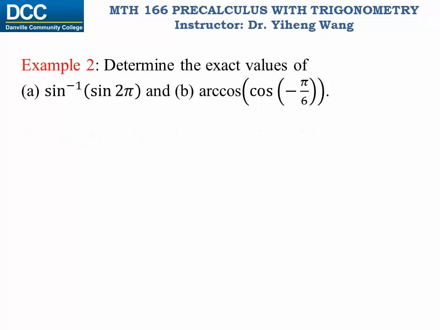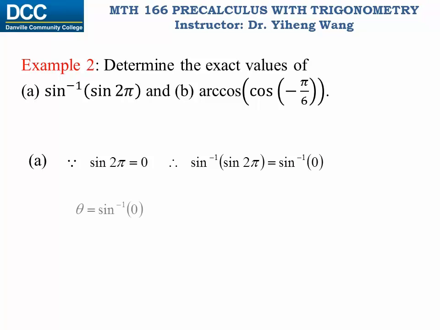So, let's look at part A. Since sine 2 pi equals 0, for this part we are simply asked to find the inverse sine of 0. Therefore, this becomes similar to the previous example. We're looking for an angle that equals inverse sine 0, and based on this, we know that not only is sine theta 0, but also theta is between negative half a pi and positive half a pi. Therefore, the only angle that satisfies these two conditions is theta equals 0. As you can see, the answer is not 2 pi.